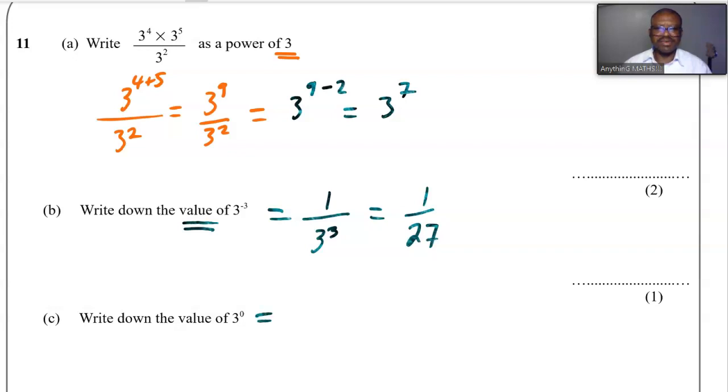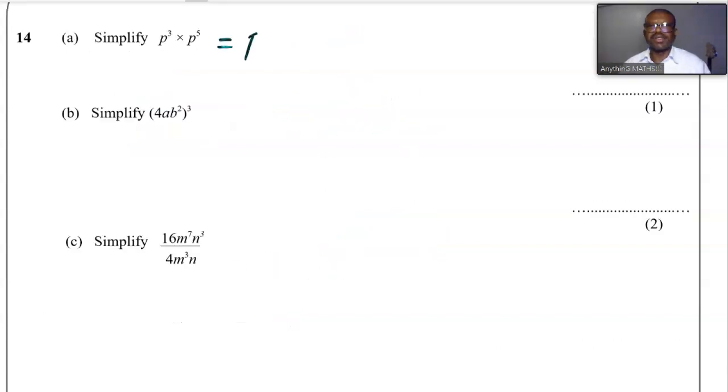Any number raised to the power 0 is 1. I hope you are doing well. You'll be pausing the video, doing the working out and comparing your answers. Please do that. P raised to the power 8, you add the powers.